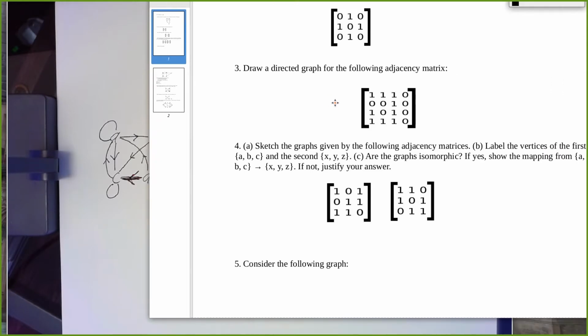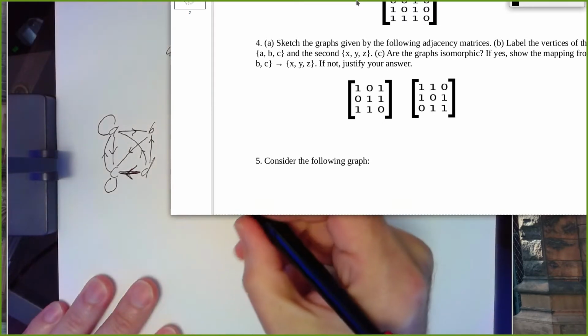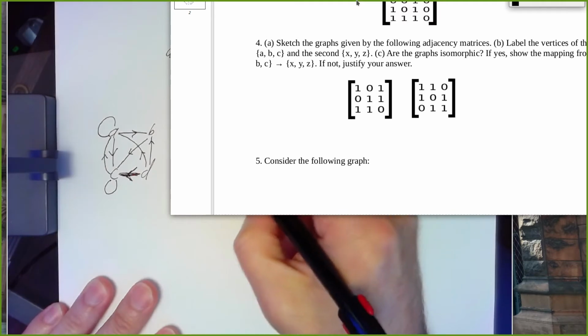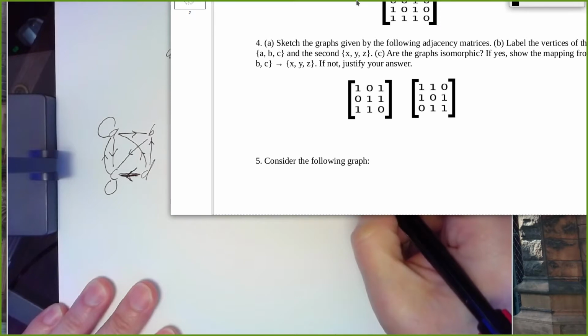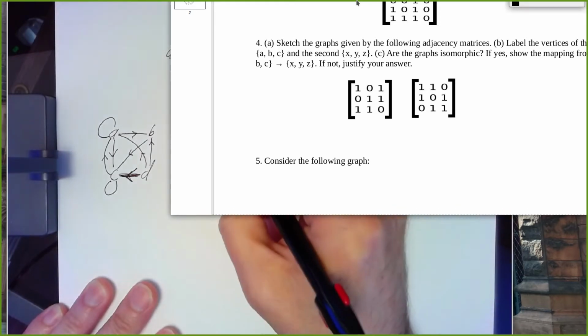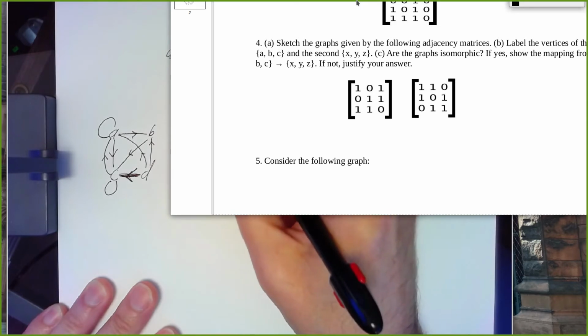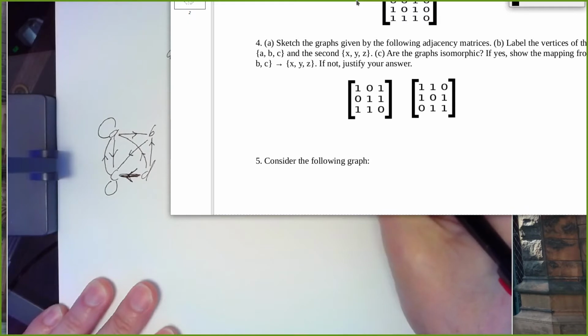All right, question 4. I think everybody got this, which is awesome. This is usually a really hard concept for people. You have two matrices, 1, 0, 1, 0, 1, 1, 1, 1, 0, and 1, 1, 0, 1, 0, 1, 0, 1, 1. And I said to label this first one with A, B, C, and the second one with X, Y, Z.